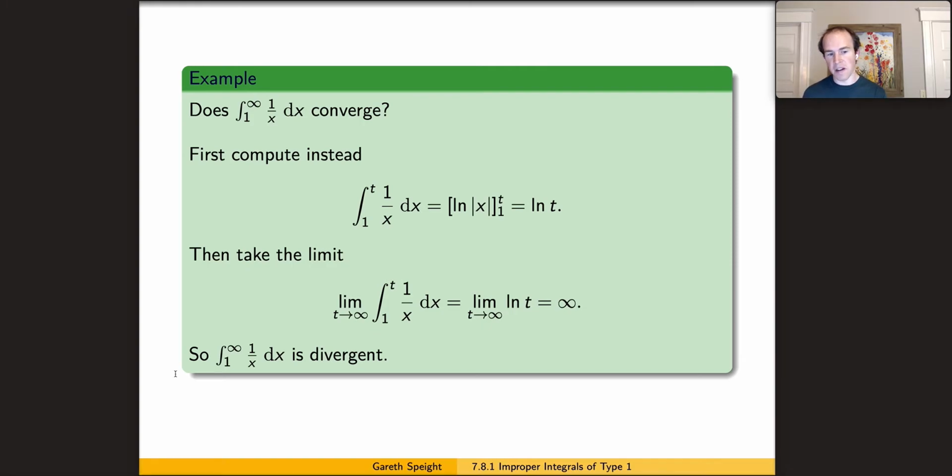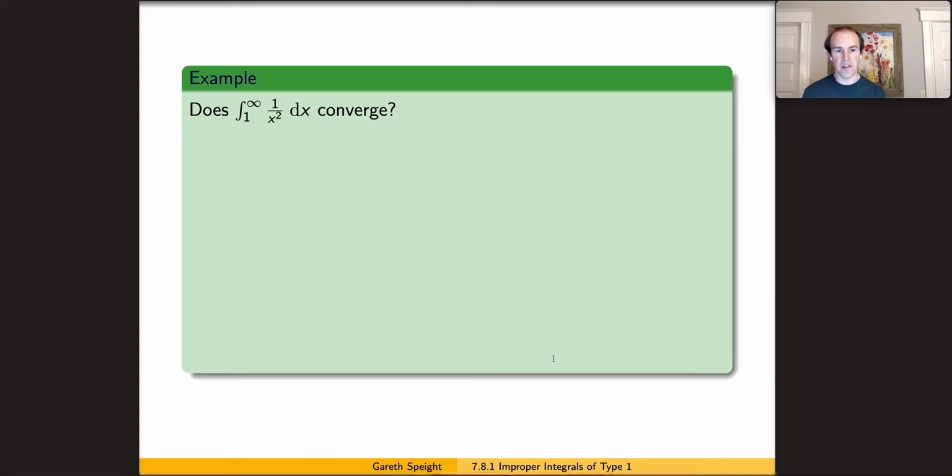So just to recap, all we did is we replaced the bad point by t, worked out the answer in terms of t, then let t go to infinity. And since the result was infinity, we said the improper integral diverges. Okay, so let's look at another example.